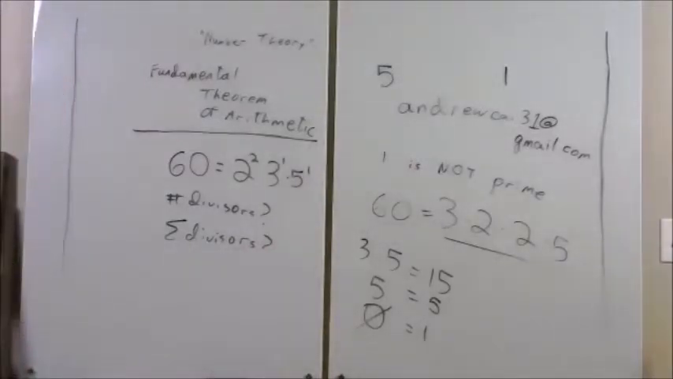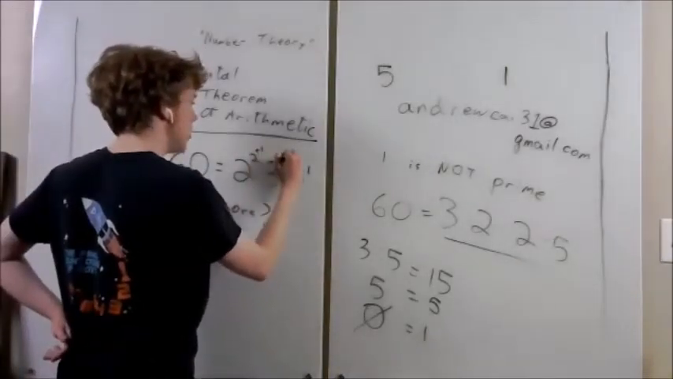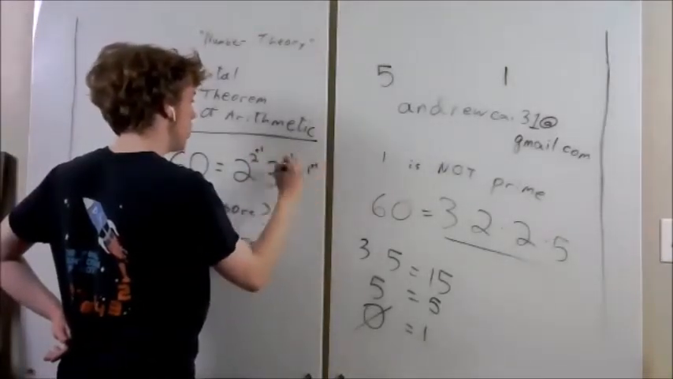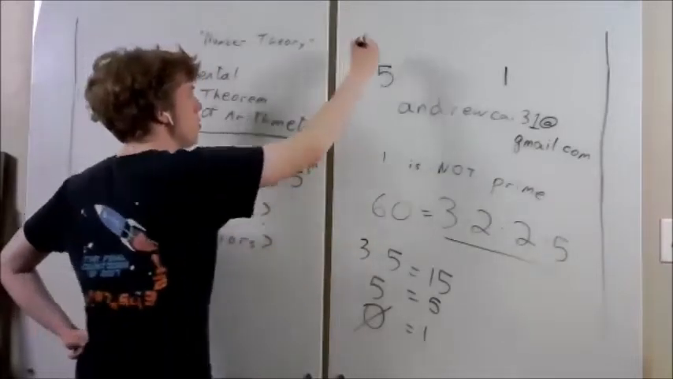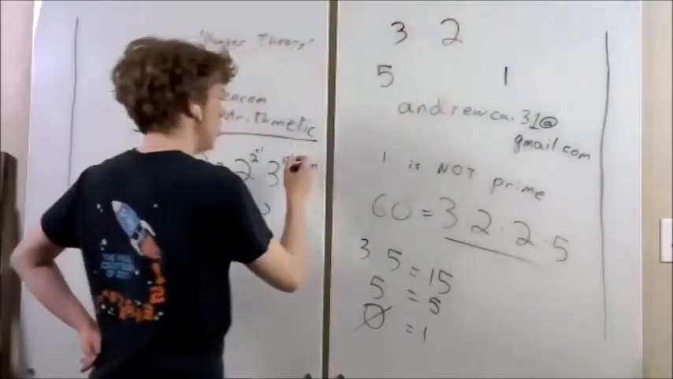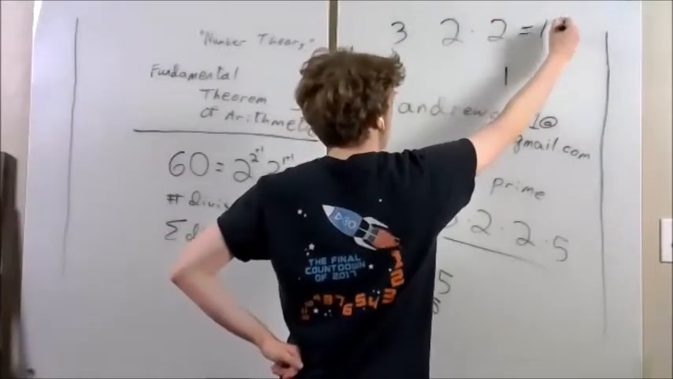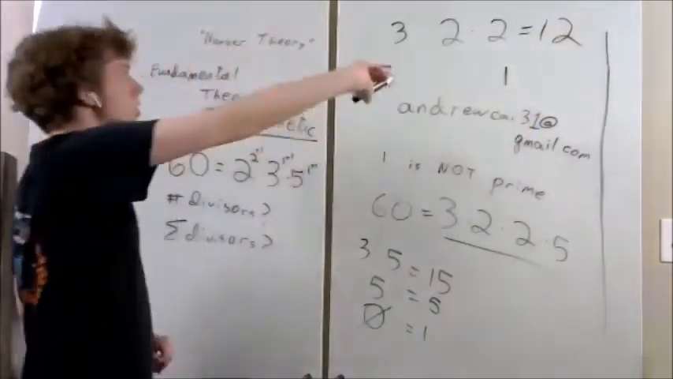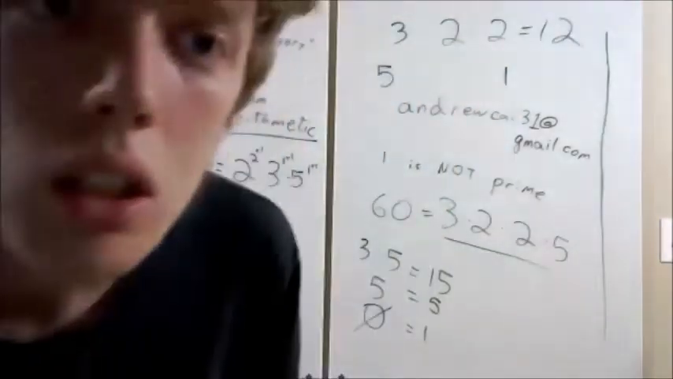Well, there are formulas for this, and I'll briefly talk about why they're true. Let's add 1 to each of these exponents and then multiply the results together. So 2 plus 1 is 3, 1 plus 1 is 2, 1 plus 1 is 2, and 3 times 2 times 2 is 12. And so 60 has 12 divisors.